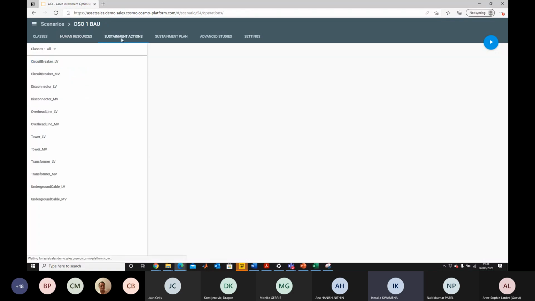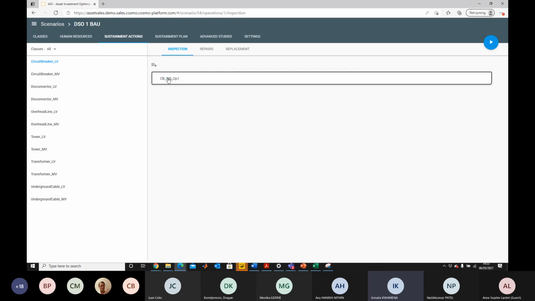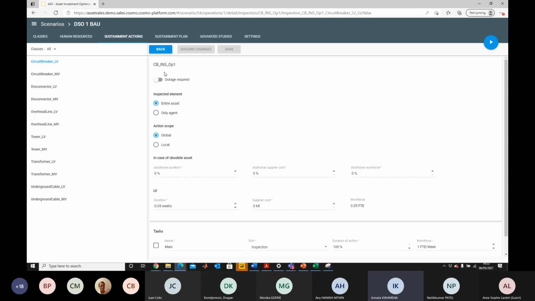We then go on to the Sustainment Actions tab over here, where we define the actual actions. So for example, we can define an inspection, a replacement, or repairs. Then we define if performing this maintenance activity will require any outage. So do we need to shut down the whole system to perform this maintenance activity? Is this inspection going to be carried out on the entire element, or just a specific part of the assets? And also the action scope, whether it's a global one or a local one.